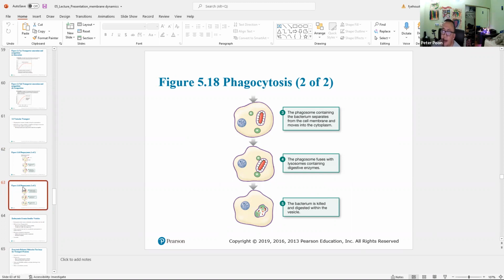You have a phagosome, which is the part of the cell that swallows the bacteria, and then it fuses with a lysosome. The lysosome has digestive enzymes, so now the pocket is called the phagolysosome, and eventually it digests away the bacteria.